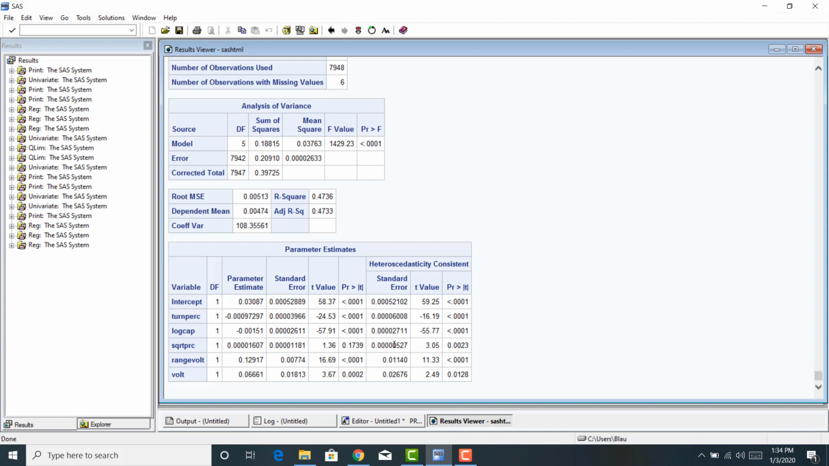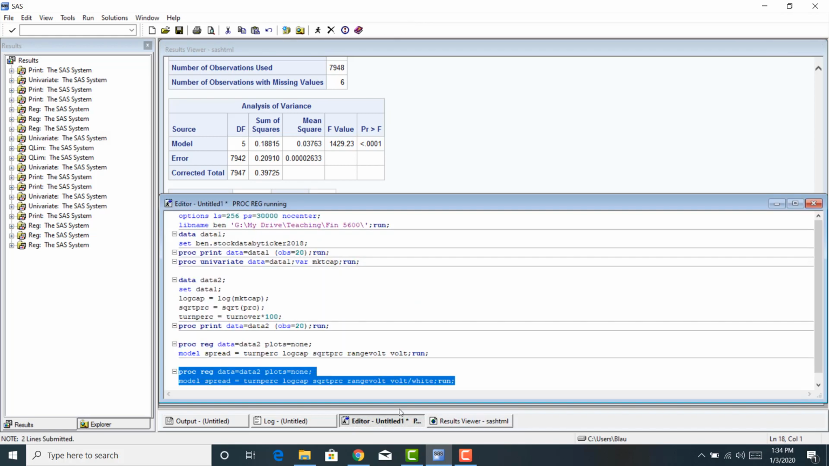Right? So when I control for conditional heteroscedasticity, that affects the statistical inferences that I'm able to make. Notice also, before we controlled for conditional heteroscedasticity, square root of price was not significant. The t-stat was 1.36. After we control for heteroscedasticity, the t-stat increases to 3.05. I become more confident that that coefficient is statistically different than 0. And again, I don't find much of a change in the standard errors of range volatility and standard deviation of daily returns.